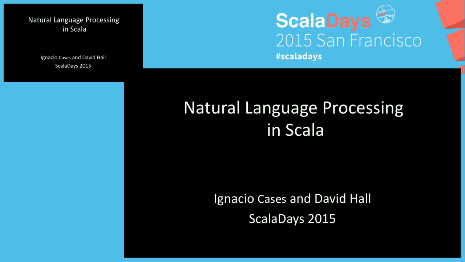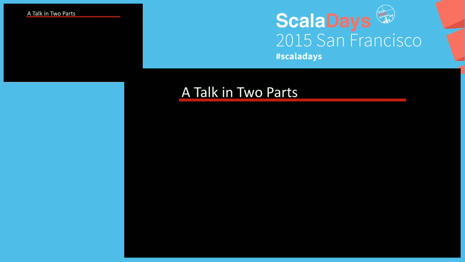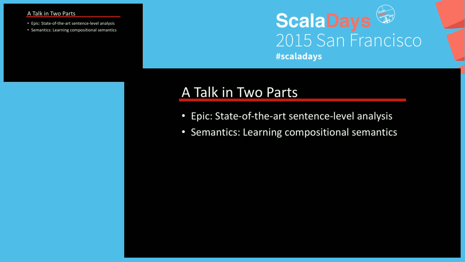This talk is going to have two parts. I'm going to talk about the first part, a library that I put together for state-of-the-art sentence-level natural language processing using modern machine learning techniques, available and ready to go right now, and you can use it after this talk if you really wanted to. And then after that, Ignacio is going to talk a little bit about some of the research he's been doing on compositional semantics and how using types is helping him guide that research.